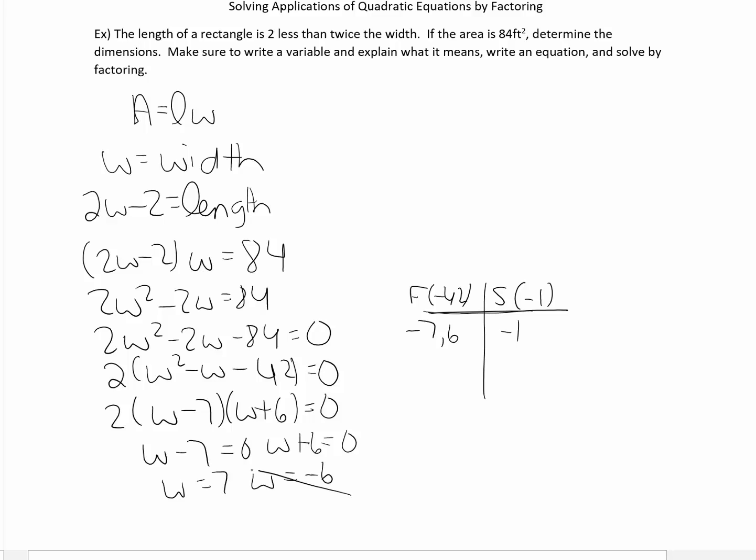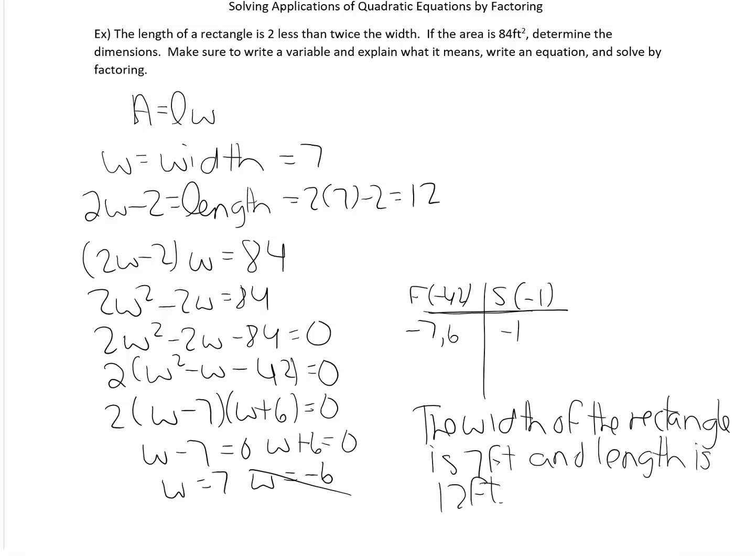Because a width cannot be negative, that eliminates this possibility. So we know the width is 7. Plug in 7 for W here. And that's 12. So I can conclude the following. The width of the rectangle is 7 feet. And the length is 12 feet.